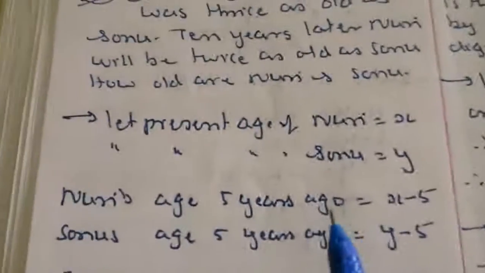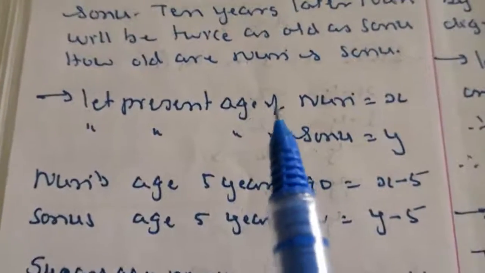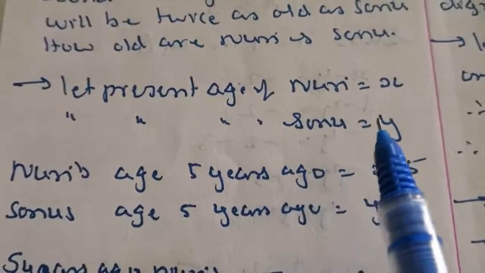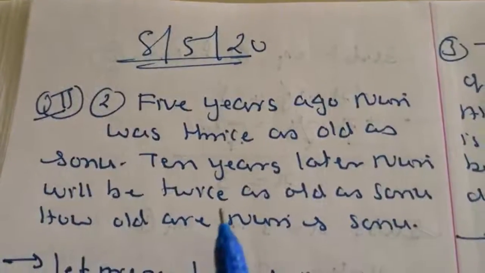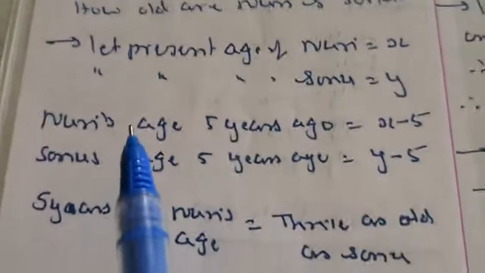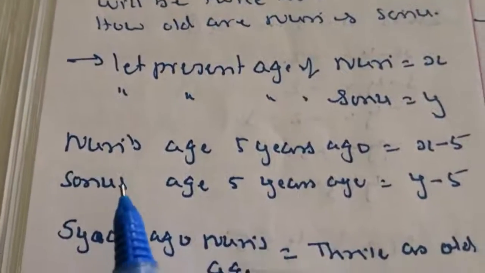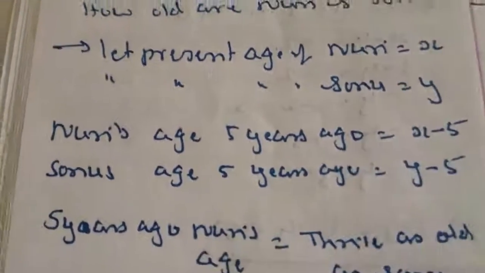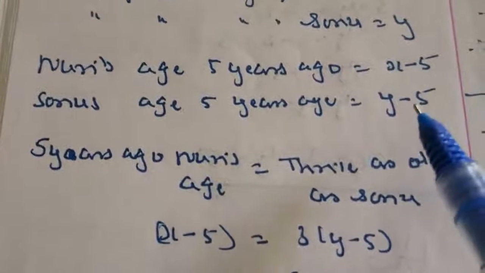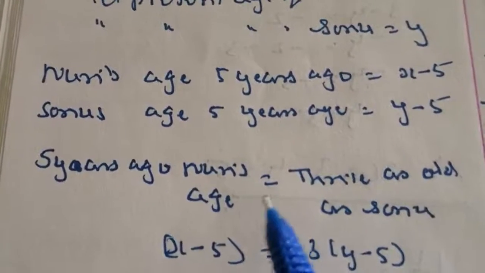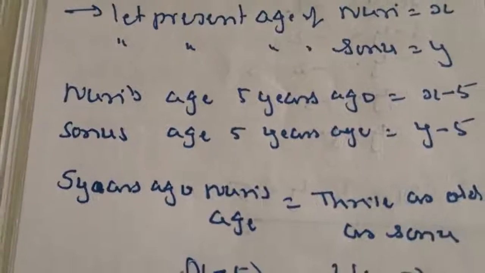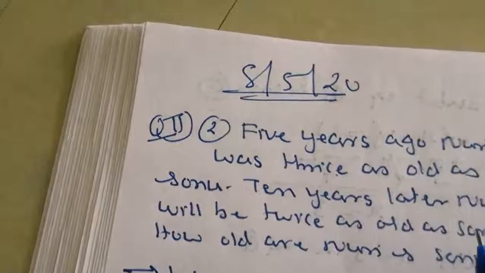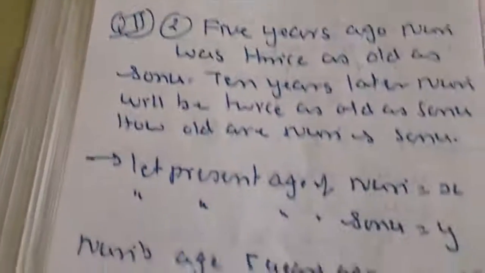So dear friends, we are going to assume the present age of Nuri is equal to X and Sonu is equal to Y. Now the question is given 5 years ago. That means we have to find out Nuri and Sonu's age 5 years ago. So for Nuri it will be X minus 5 and for Sonu it will be Y minus 5. They are given in the question that Nuri was thrice as old as Sonu.